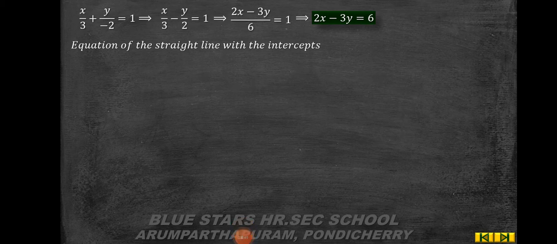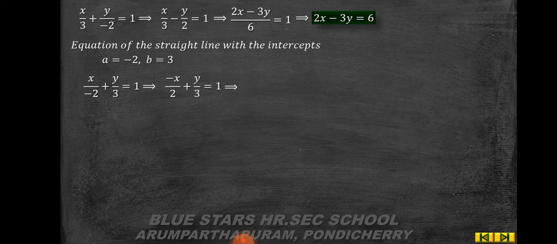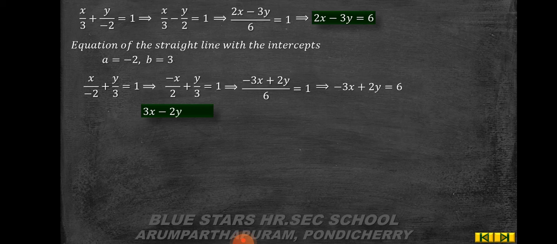Therefore, the equation of the straight line with the intercepts A is equal to minus 2 and B is equal to 3 is x by minus 2 plus y by 3 is equal to 1, which implies minus x by 2 plus y by 3 is equal to 1. Cross multiplication: minus 3x plus 2y by 6 is equal to 1, which implies the equation is minus 3x plus 2y is equal to 6, which is nothing but 3x minus 2y is equal to minus 6.